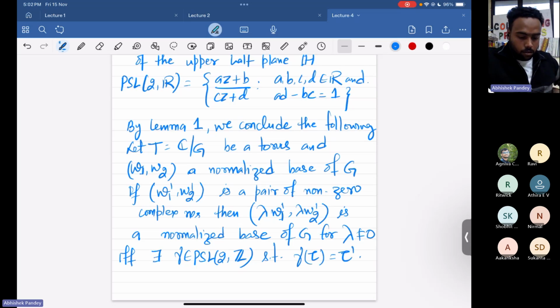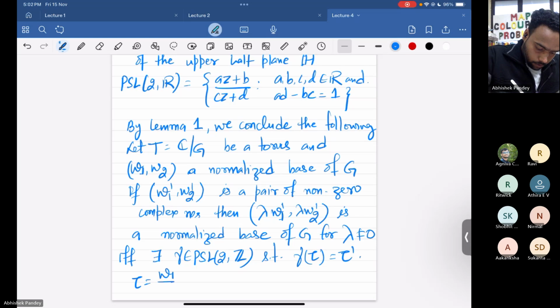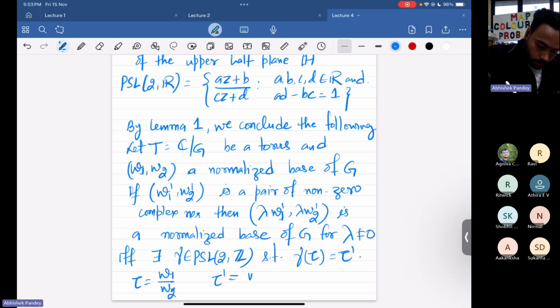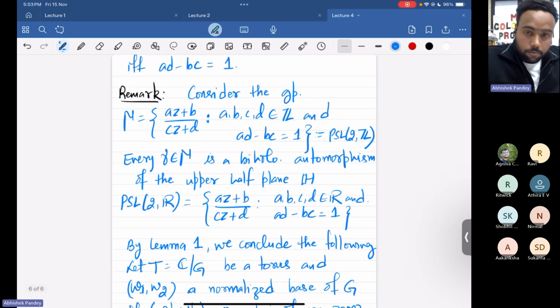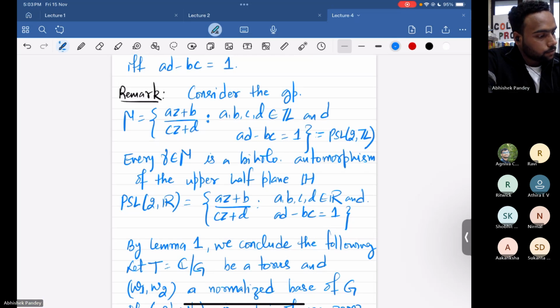Okay, where tau and tau dash are the corresponding tau values. So I hope up to this everything is clear. Is it fine? Yeah. Okay.